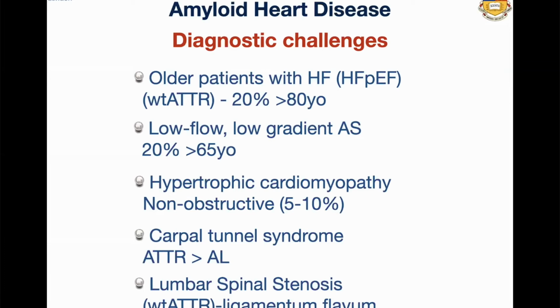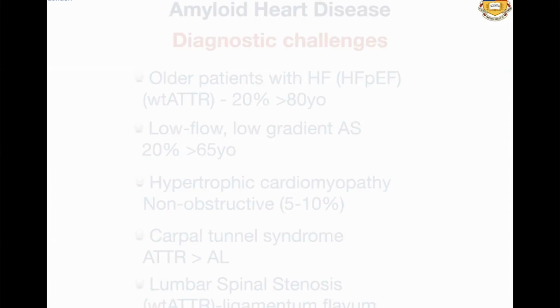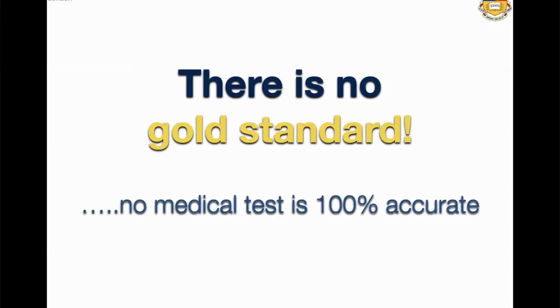Now, I want to emphasize one thing. There is a lot of talk about this imaging modality being the gold standard versus the other. It's nonsense. There is no gold standard in medical imaging. No medical test is 100% accurate. So whoever claims that my imaging modality is the gold standard versus the other imaging modality, I'm afraid they do not understand biology. So remember that.